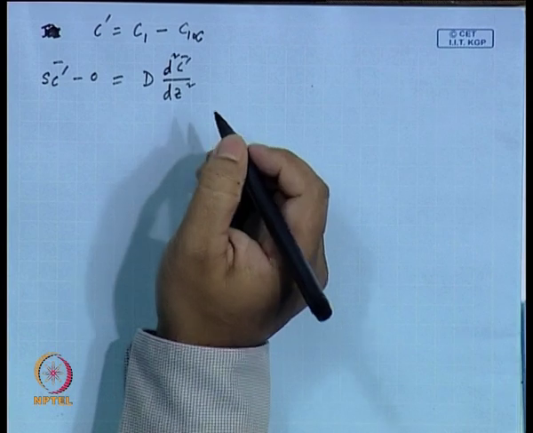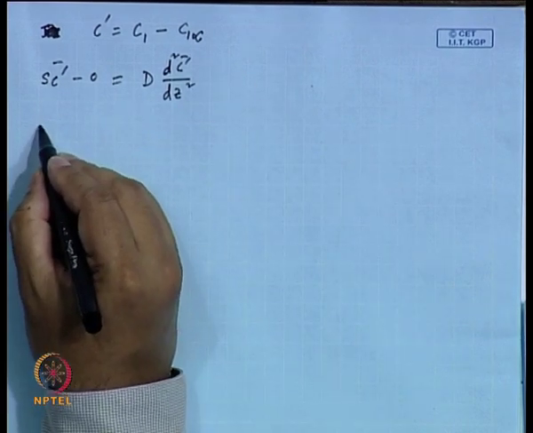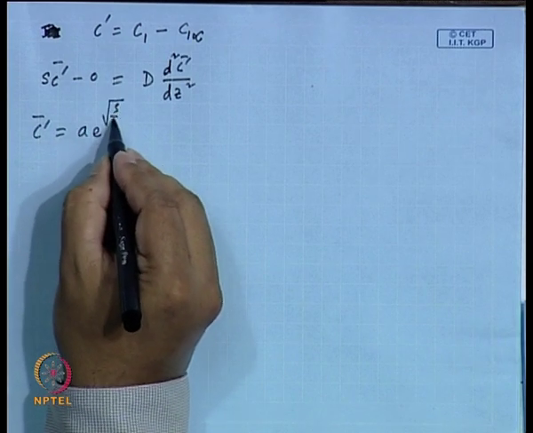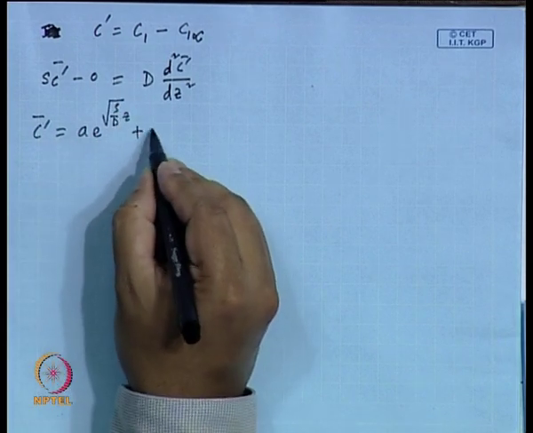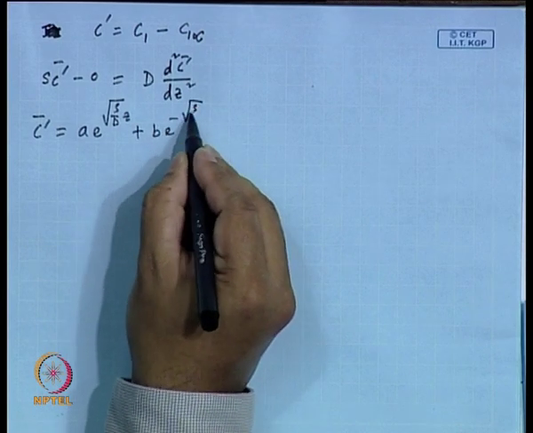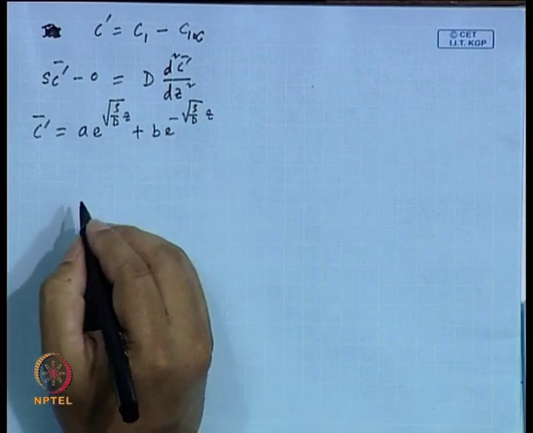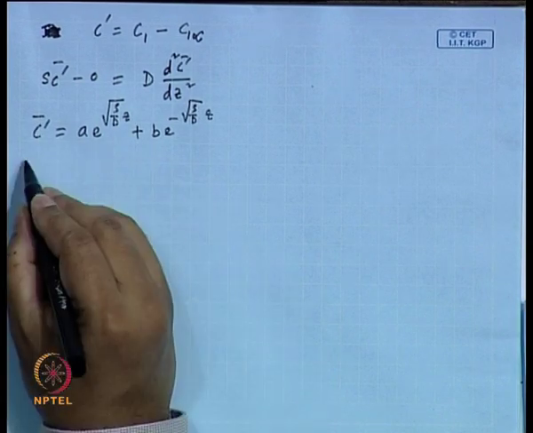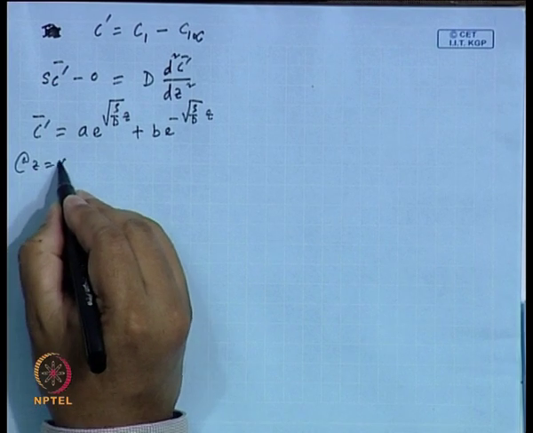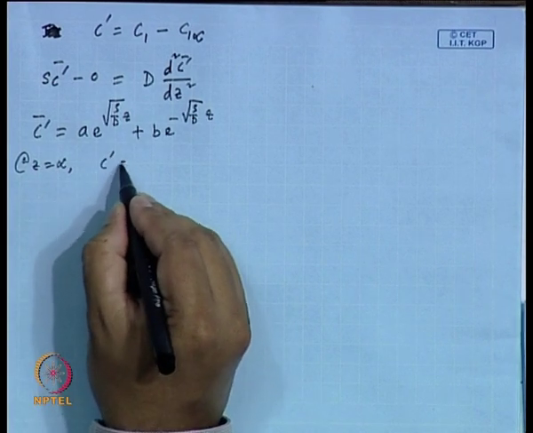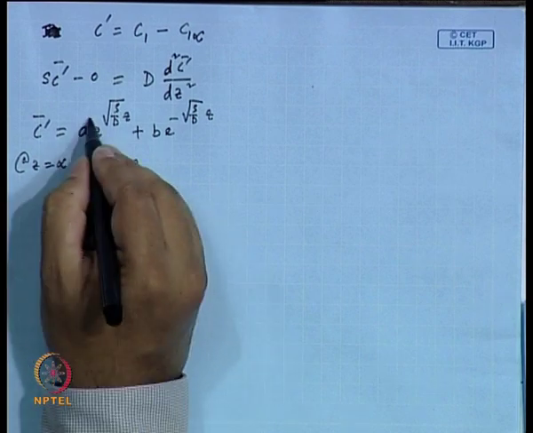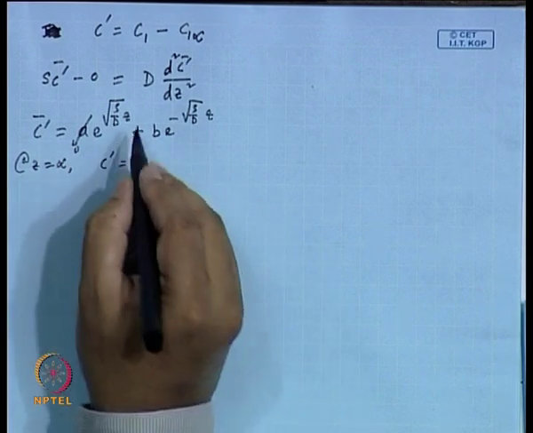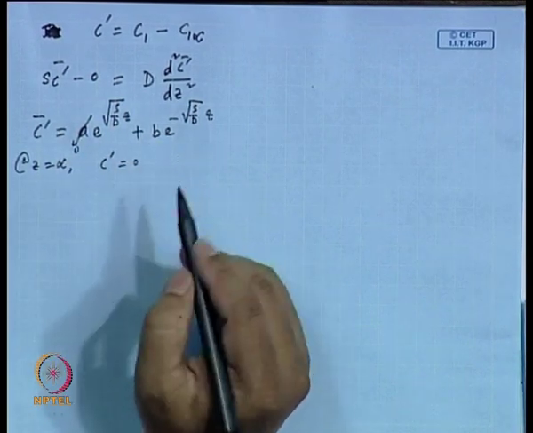As before, the solution would be C prime bar equals A e to the power square root of s by D into z, plus B e to the power minus square root of s by D into z. The boundary condition is that at z equal to infinity, C prime is equal to 0. It is finite, so this has to go to 0, otherwise this will blow up. So, A has to be equal to 0. So, this term is gone and you are left with only this term.